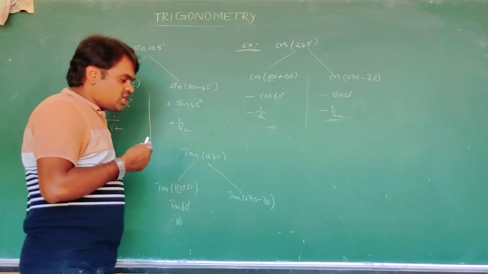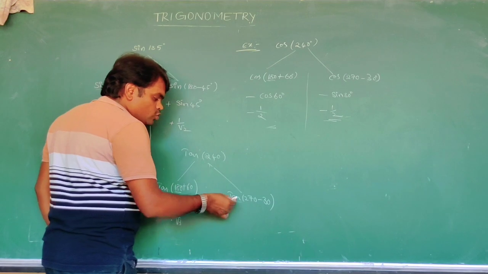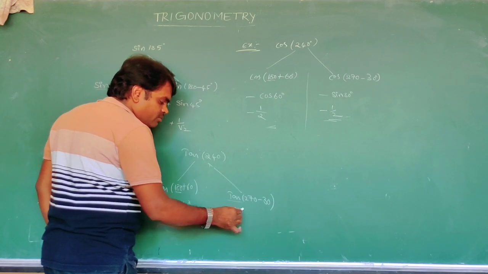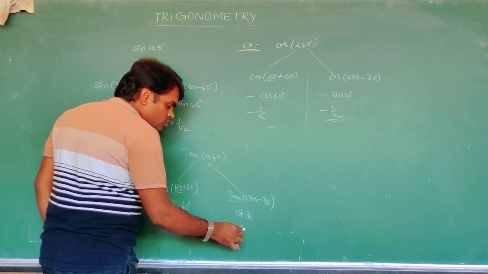Now 270 minus theta is in the third quadrant. In the third quadrant, tan will be positive. 270 is there, so the function can be changed. Cot 30, the value is root 3.